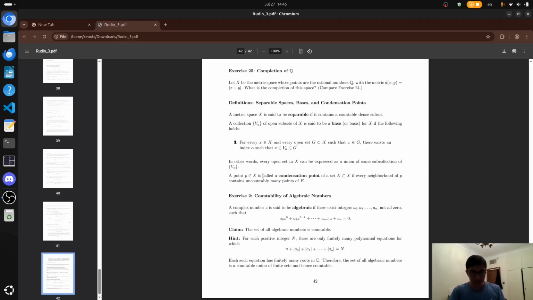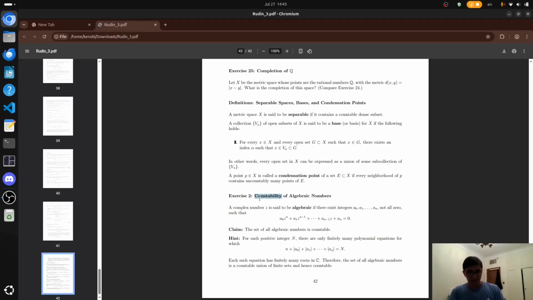And a point P in X is called a condensation point of a set E in X if every neighborhood of P contains uncountably many points of E. Why is it a condensation point? Because no matter how small a neighborhood you take, there are going to be uncountably many points. It's as if they're condensing inside that point, right?